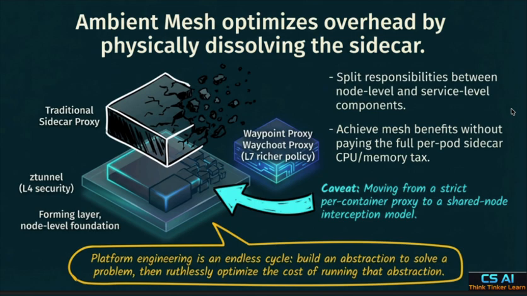The future of this space is the ambient mesh. This optimizes overhead by physically dissolving the sidecar. It splits responsibility between node-level security and service-level L7 policy. This allows you to achieve mesh benefits without paying the full per-pod sidecar tax. Platform engineering is an endless cycle: build an abstraction to solve a problem, then ruthlessly optimize the cost of running that abstraction.